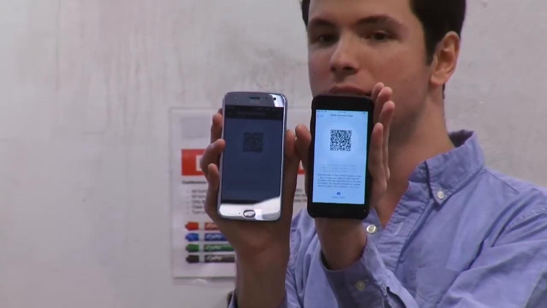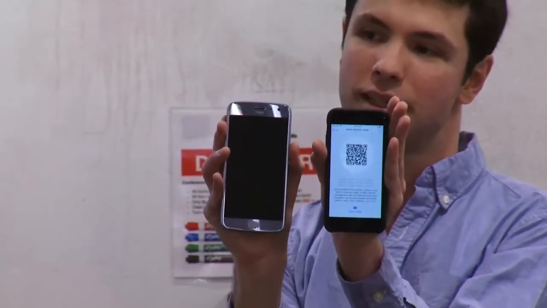So now because we have the same code here, what this code really is, is a hash of my public key and Alin's public key.